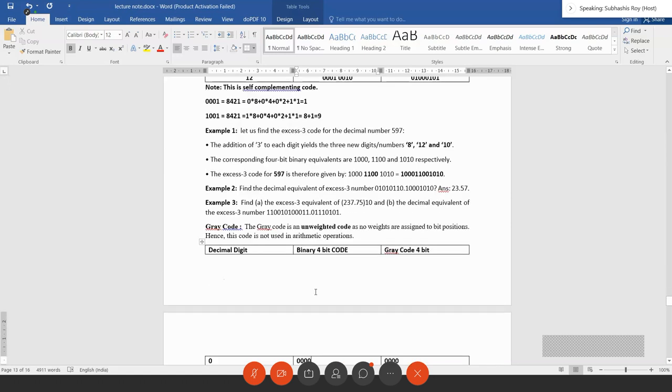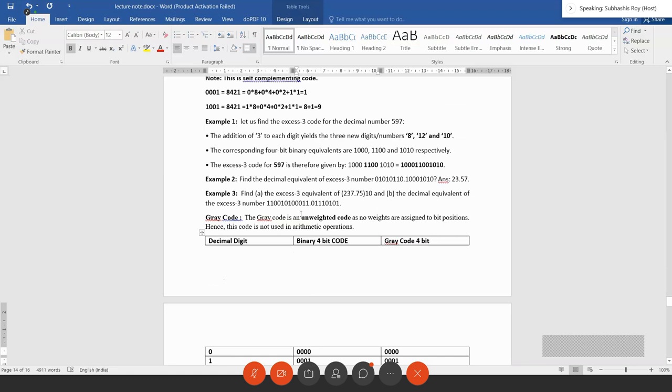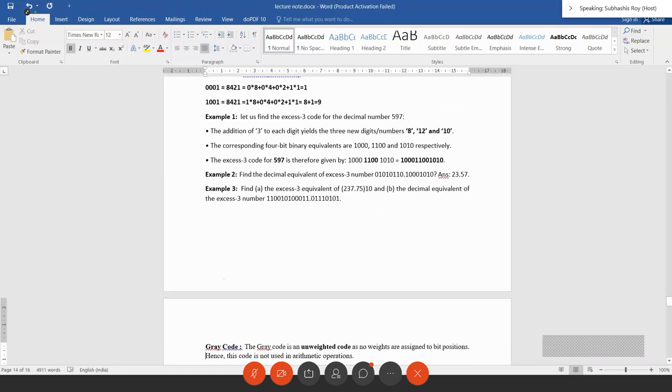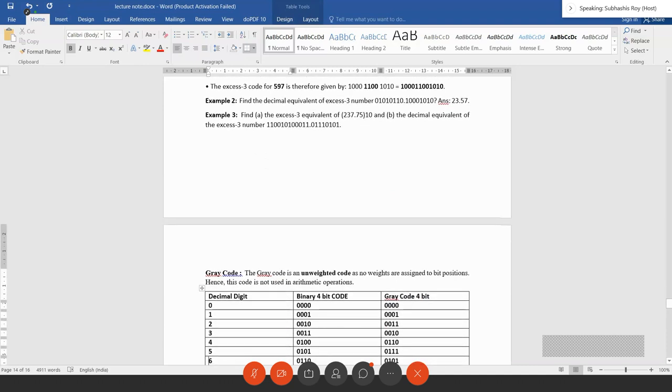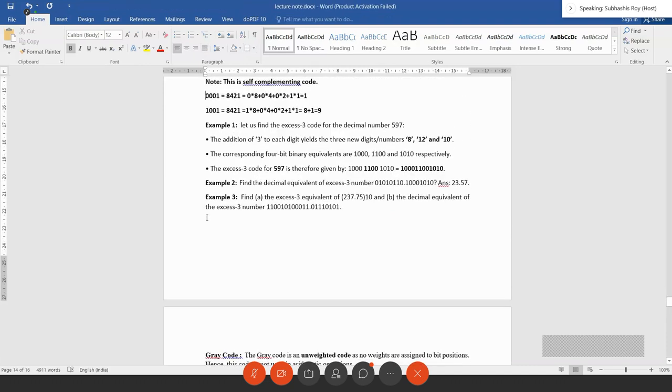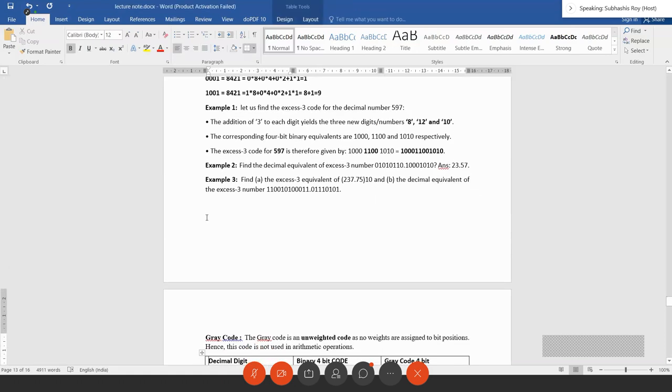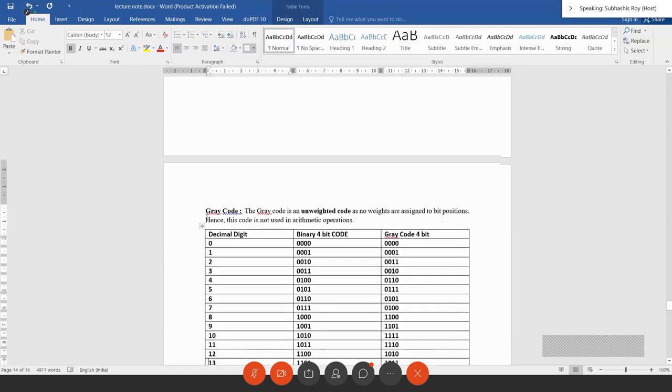Okay, so going to the next part. So there are 2 examples. You just try to solve those examples on your own. Whatever examples I am giving, you need to solve them. Then the concept will be much clearer at your side.